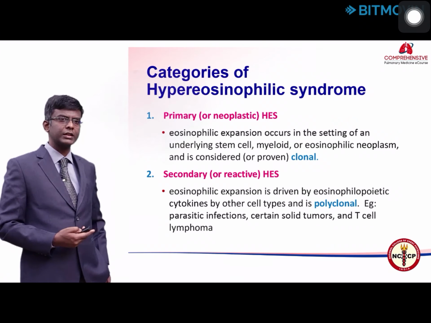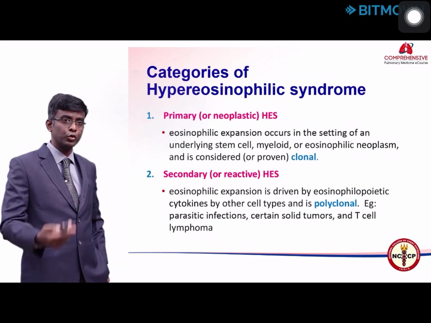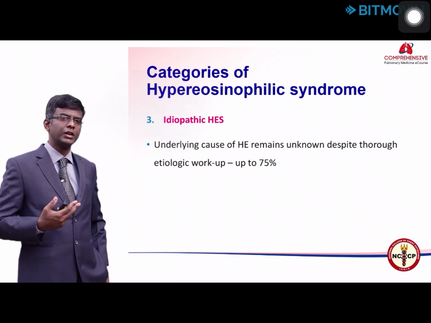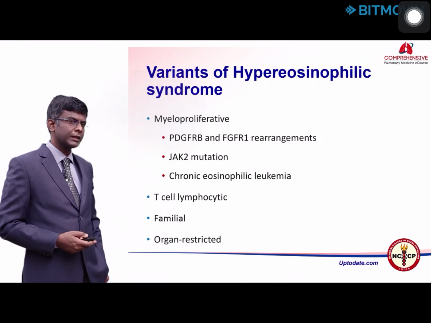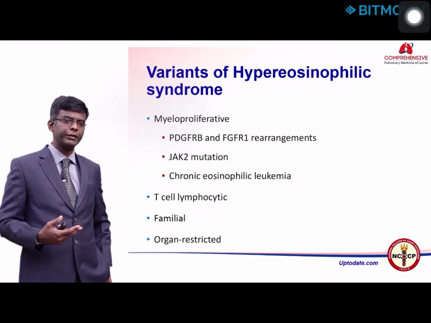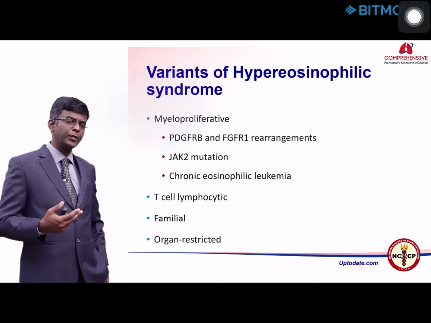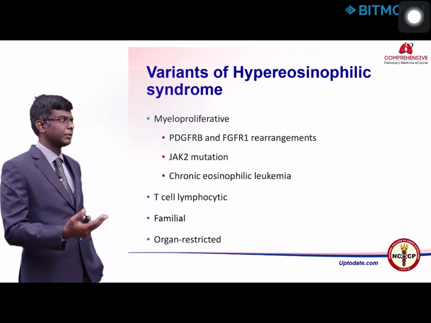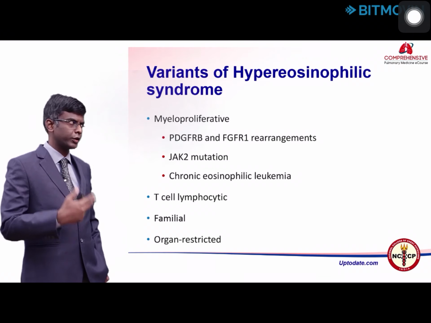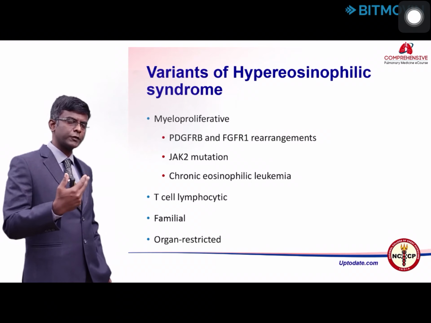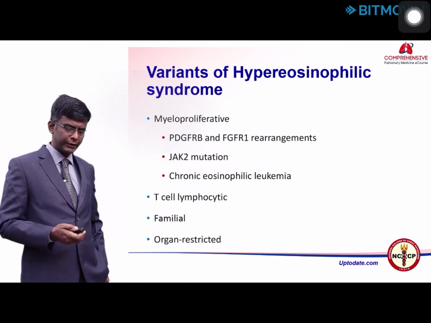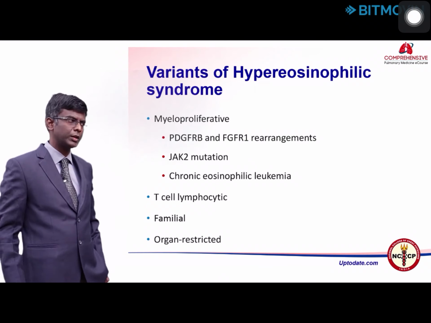The third category is you do not have either of these, you cannot prove either of these, it is idiopathic. Up to 75% of hypereosinophilic syndrome is idiopathic. There are variants of hypereosinophilic syndrome. The first one is the myeloproliferative HES, which can be due to mutations, for example, in platelet-derived growth factor receptor alpha or beta, fibroblast growth factor receptor rearrangements, JAK2 mutations, or chronic eosinophilic leukemia.